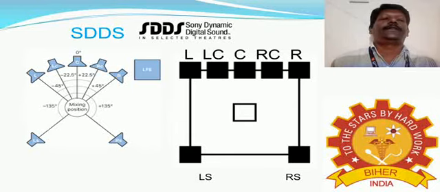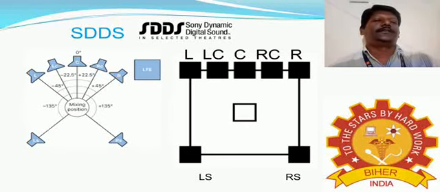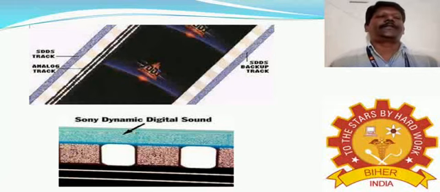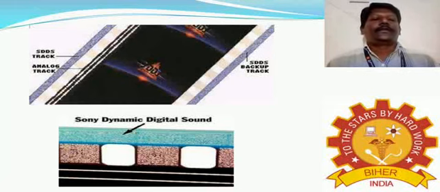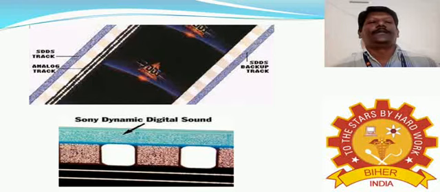So here we can pan the sound from left to left center to center, center to right center, then right center to right, and also pan left to left surround, then right to right surround. So it has 8-track sound information. Where can we record this sound? 8-track sound information can be recorded on the edges of 35 mm film.